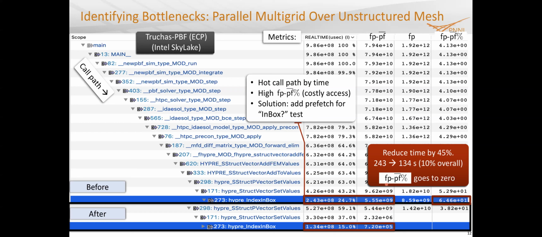You can see that we reduce the time from 243 seconds to 134 seconds, which is 45% reduced. And the overall time is reduced by about 10%. You can also see the non-prefetchable footprint percentage goes to 0. This shows the importance of understanding the non-prefetchable footprint ratio.